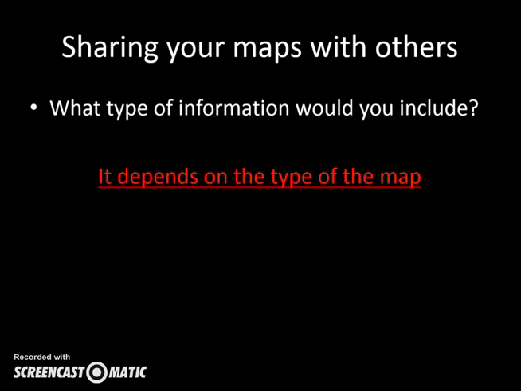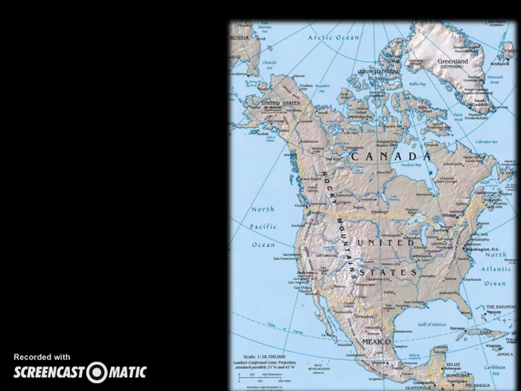So let's look at some examples of maps. So the map that we see here on the right, what are some of the major features that we see? Now, just looking at the map, I see Canada and the United States. The labels are very large. We see the Rocky Mountains. This would be a general purpose map.